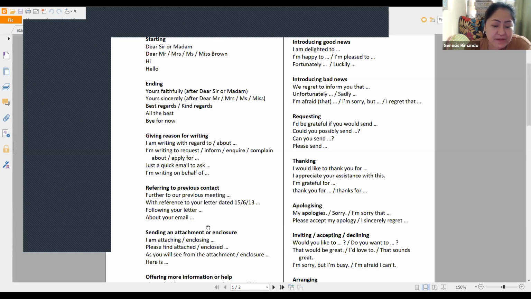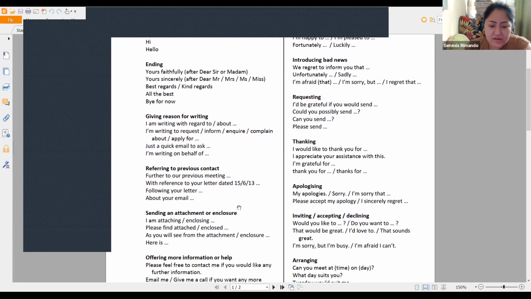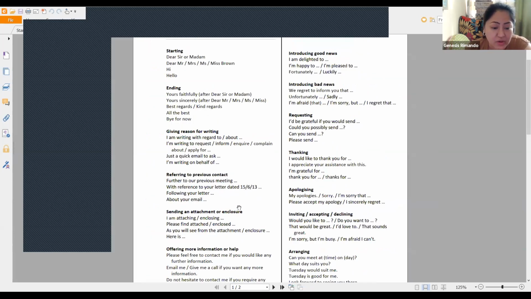For the beginning ones, this is applicable for business situations, right? So you can use this. If you want to refer to a previous contact, you can say, further to our previous meeting. Anyway, you will not use this for IELTS, but at least if you're not that used to writing your emails, you can use these business phrases, right?